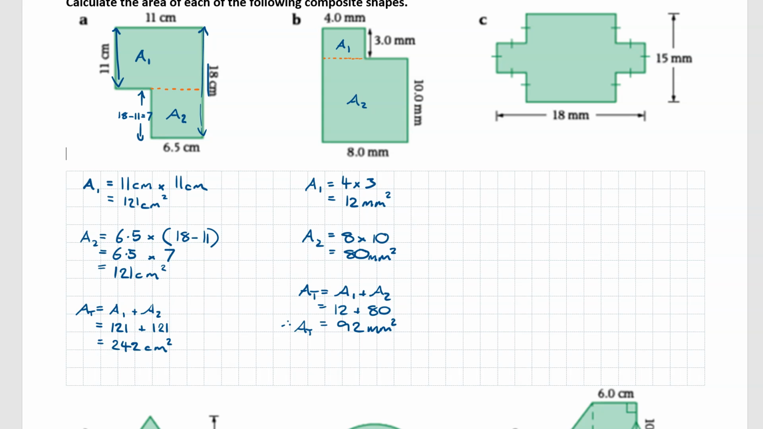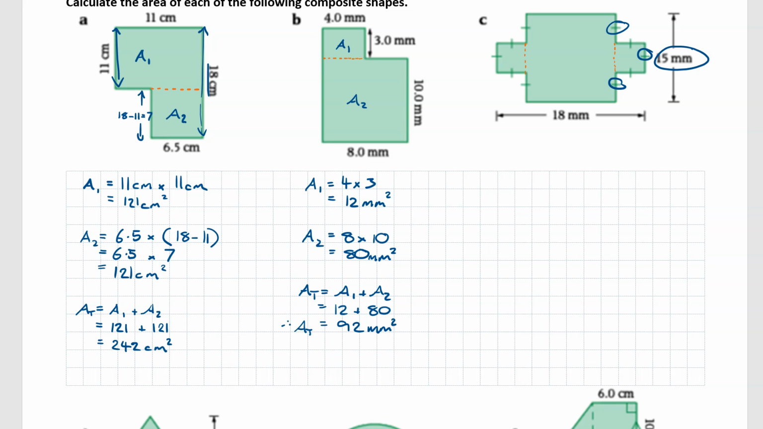Now C, quite a little bit more going on here. We've got this shape here, and we've got this shape here. The way in which we can work it out is notice the markings. So this represents that all the markings are the same. What we've got is this one here. So we've got 1, 2, 3. They all sum to equal 15.